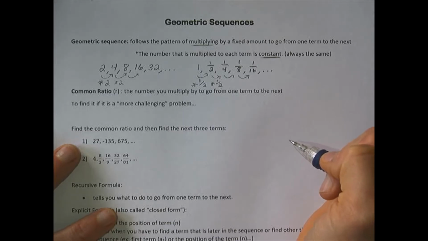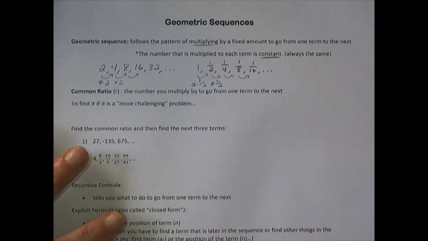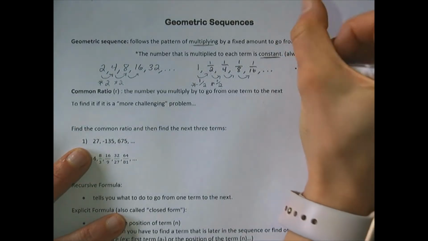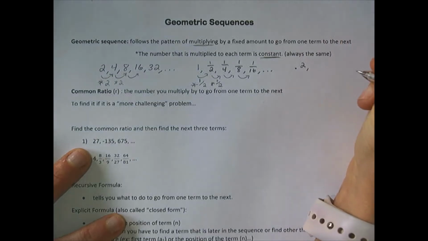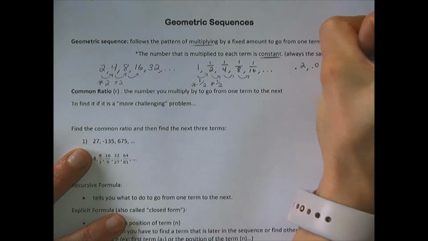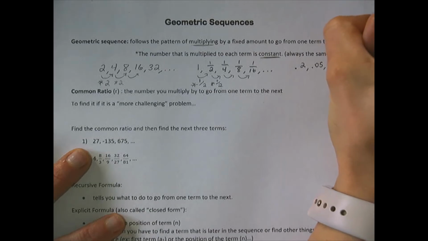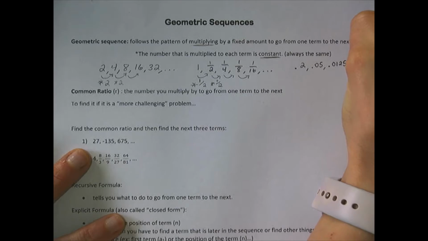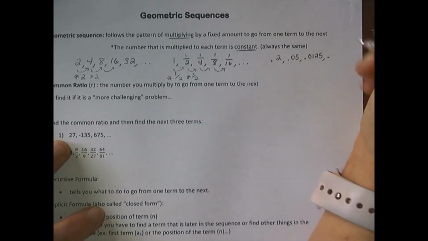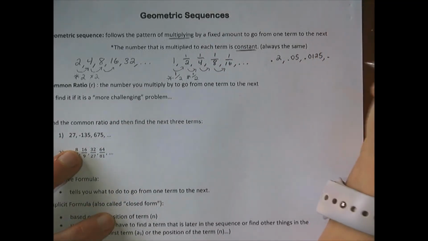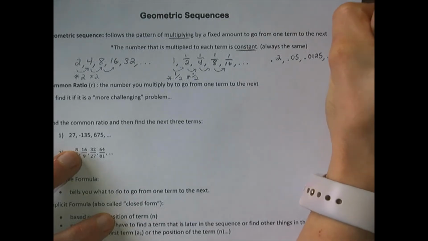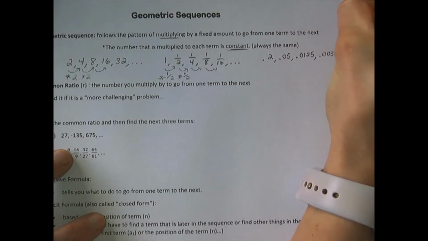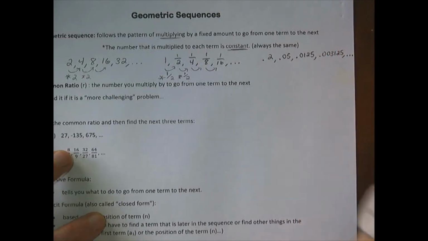Now, something else I want to show you is that some sequences would be a little harder to figure out what that number is if it was geometric. So I'm going to show you one of those, and a way to find that constant number you would be multiplying by. So let's look at this sequence right here. We have 0.2, 0.05, 0.0125, and the last term they give us is 0.003125. And we have to figure out what the pattern is.